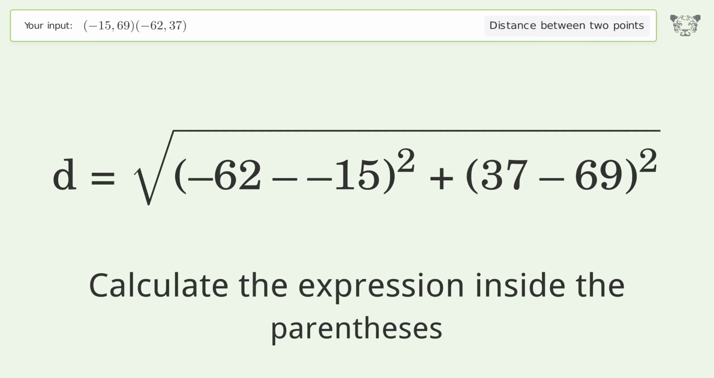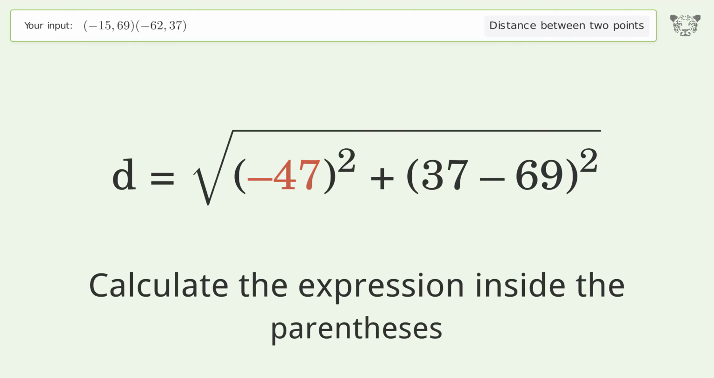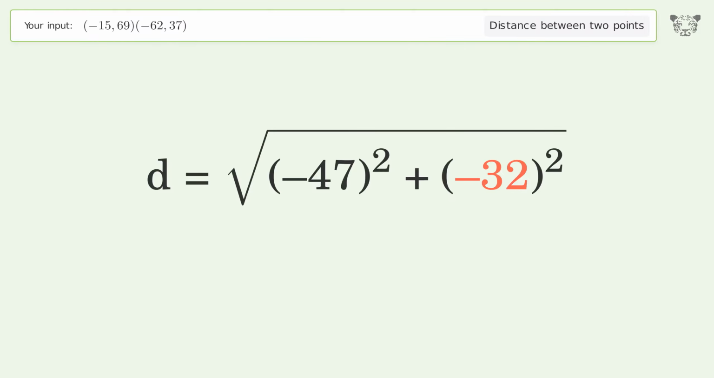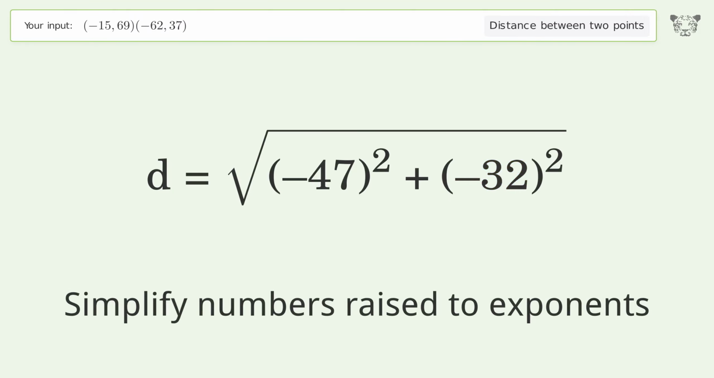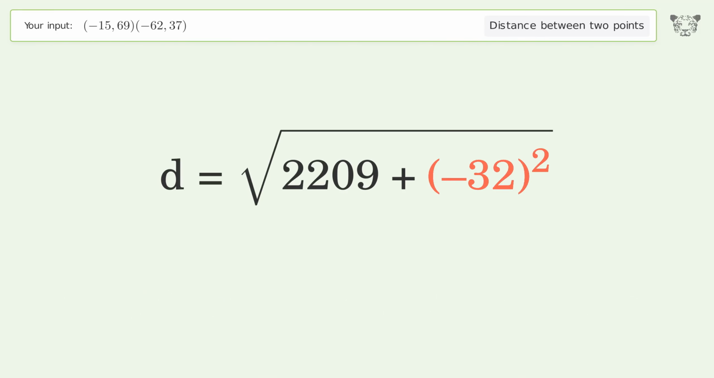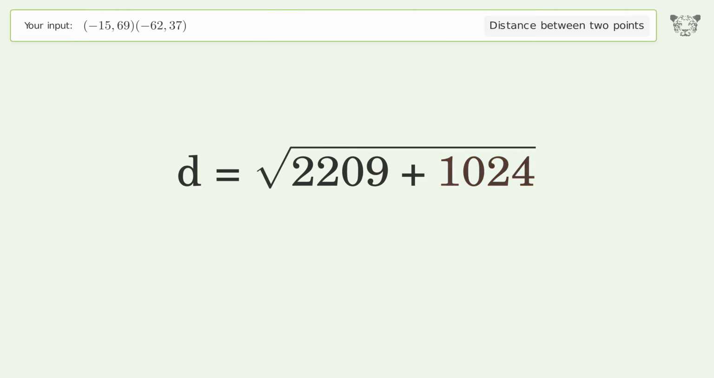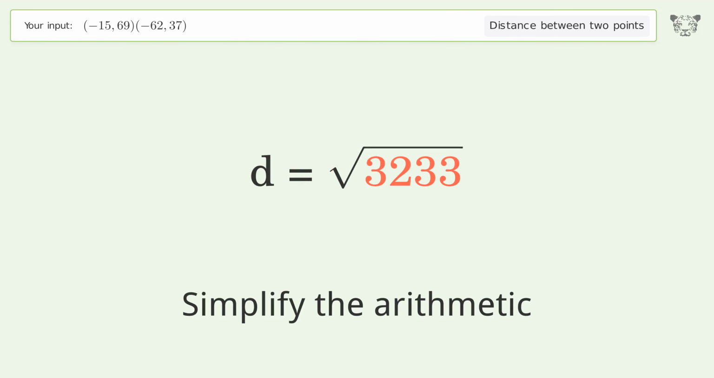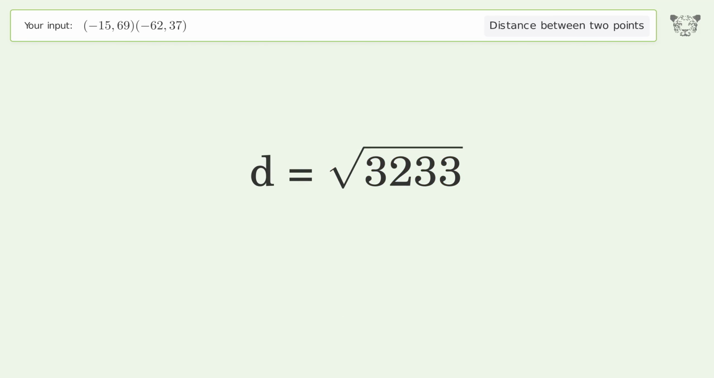Calculate the expression inside the parentheses. Simplify numbers raised to exponents. Simplify the arithmetic. And so the distance between the 2 points is the square root of 3,233, or 56.859.